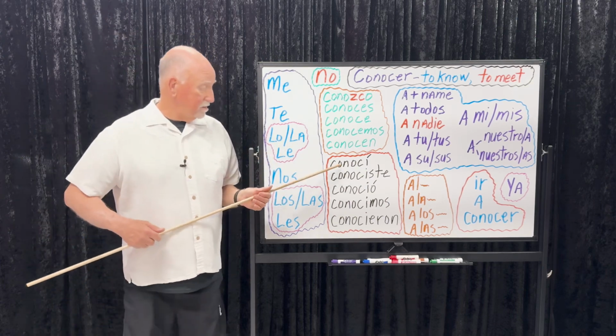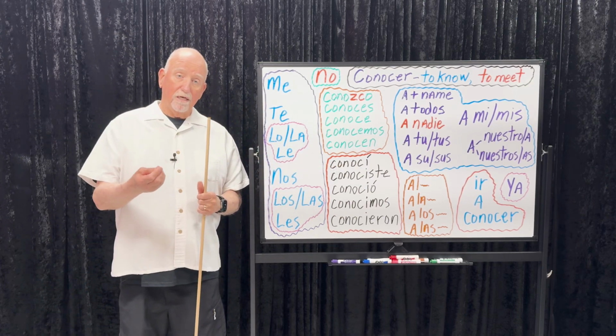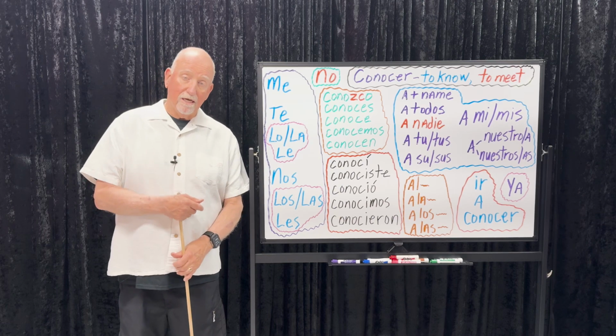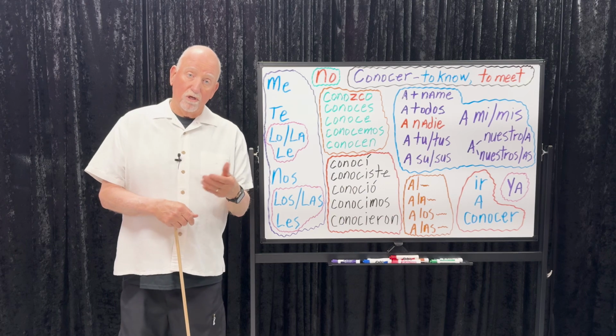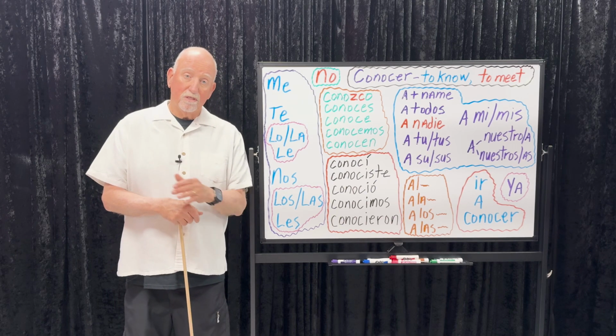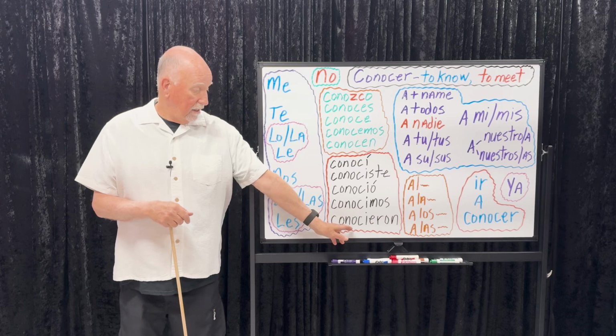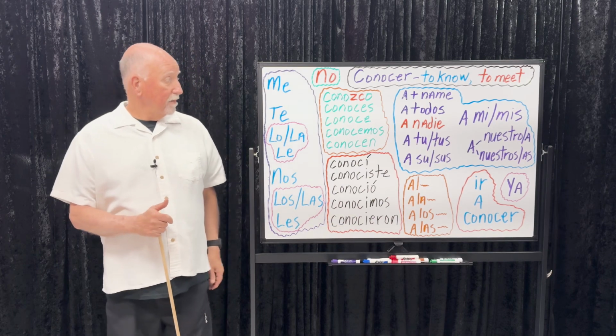So in the past tense, I met, conocí, you met, conociste, he met, she met, it met, or you, usted, met, conoció, we met, conocimos, they met, conocieron, and ustedes, you guys met. Now let's take a look here.